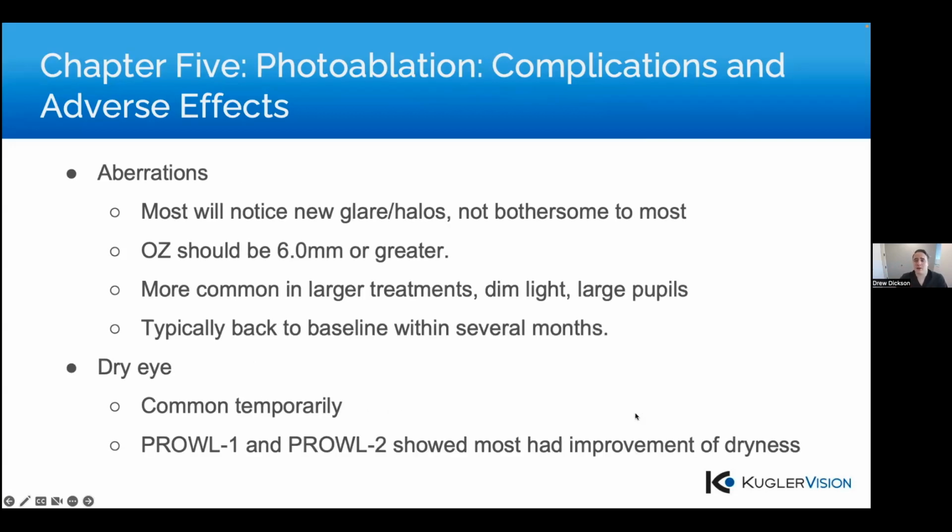Many patients will get aberrations related to LASIK or PRK. Very common to notice new glare and halos right away. Optical zone we talked about should always be at least 6 millimeters to minimize the glare and halos. The larger the treatment, typically the more aberrations can be induced. But most patients are typically back to their baseline level before surgery a few months after they have this surgery.